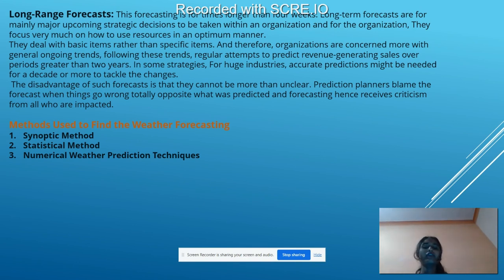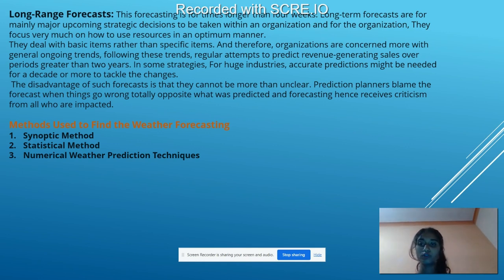The main disadvantage of long range forecasting is that it can be unclear. When the prediction goes wrong, prediction planners are blamed, and the forecasting receives criticism from those who are impacted.